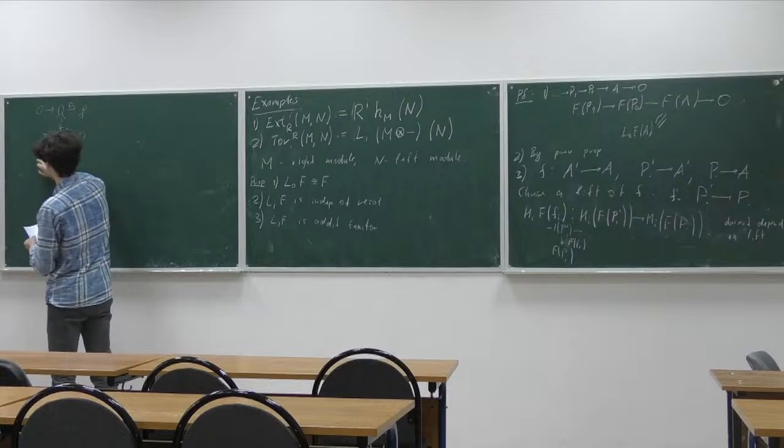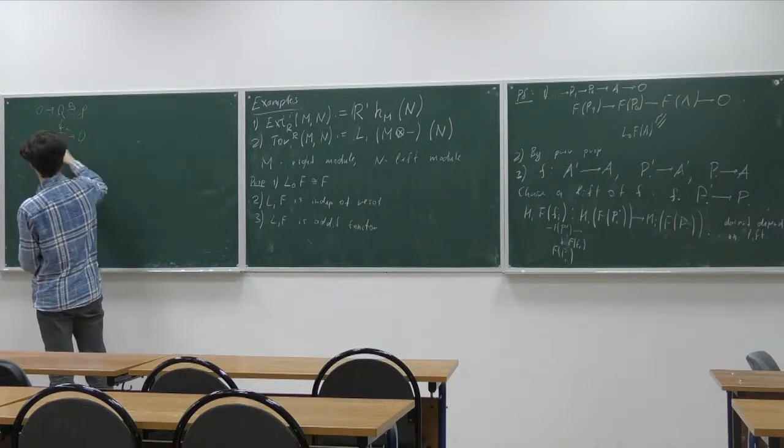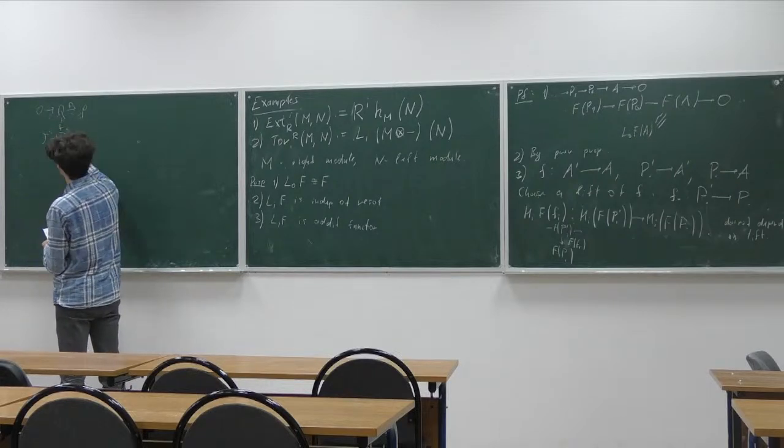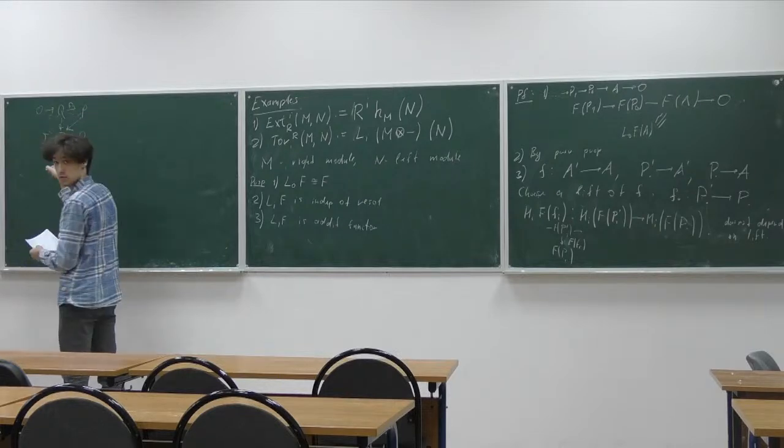If we have an injective object there, then I is also injective, so we can construct this arrow by the definition of an injective object.